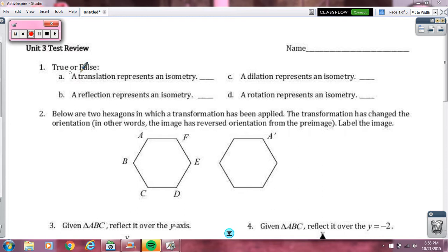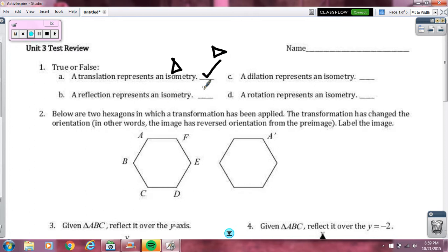So first of all, true or false? A translation represents an isometry. An isometry is a transformation where your pre-image and your image, so maybe that's the first shape and that's the second shape, we want them to be exactly the same size, or congruent. In a translation, that's true. I'm just sliding it over.